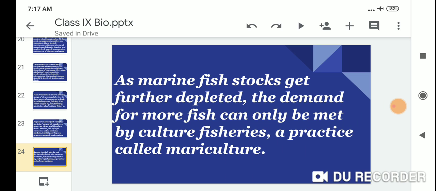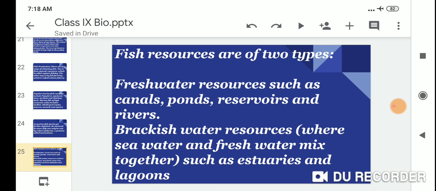As marine fish stock gets further depleted, the demand for more fish can only be met by culture fisheries, practised as mariculture. Fish resources are of two types: freshwater resources such as canals, ponds, reservoirs, and rivers, and brackish water resources, seawater and fresh water mixed, such as estuaries and lagoons.